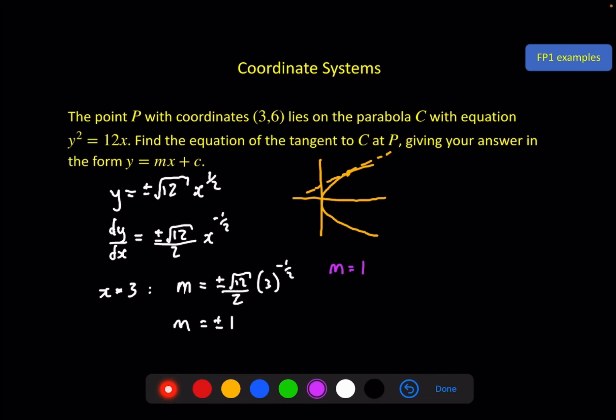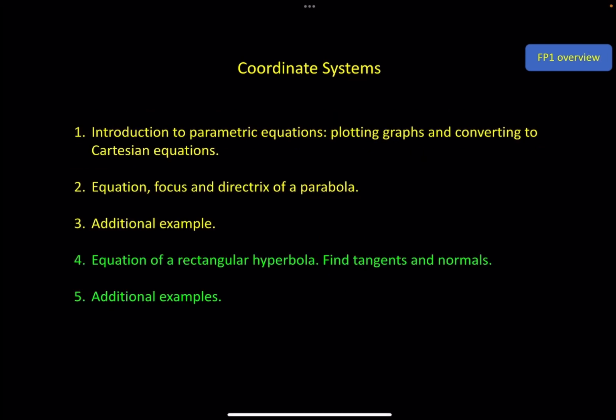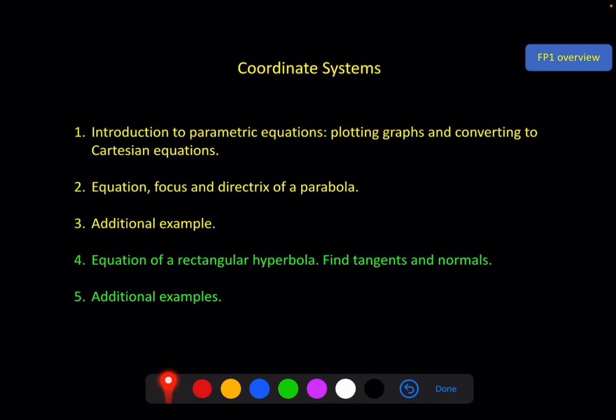And then into the straight line equation as usual, y minus 6 is equal to 1 times x minus 3. So y is equal to x plus 3 in y equals mx plus c form. So this is the point where you can stop and do exercise 4D, or if you prefer, you can continue watching the final 2 examples that will lead you into exercise 4E as well.